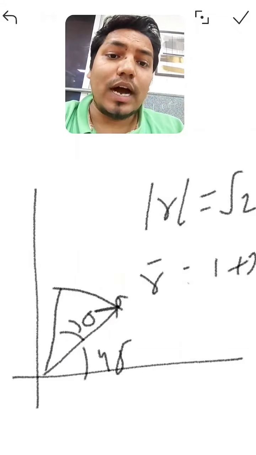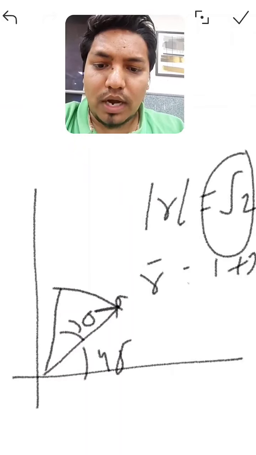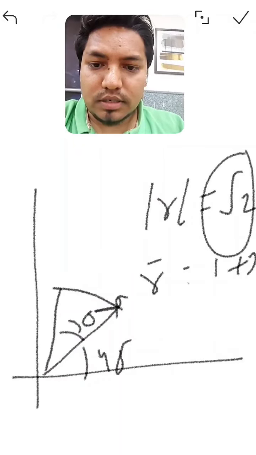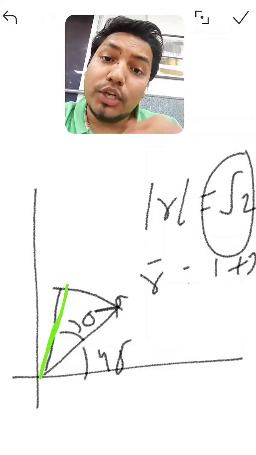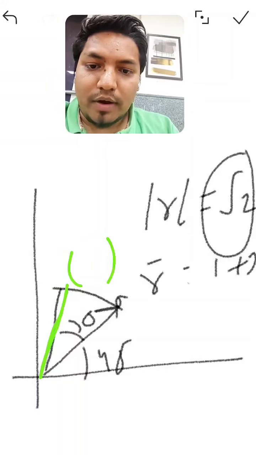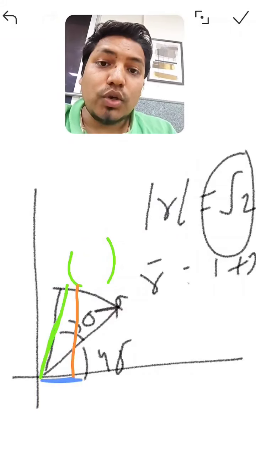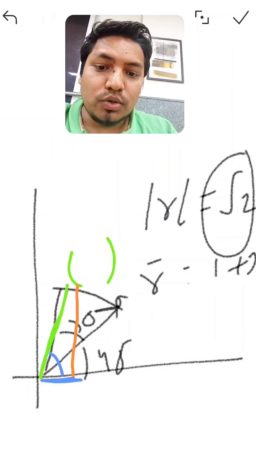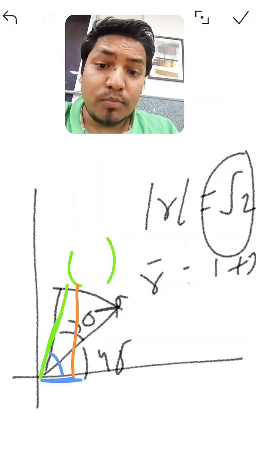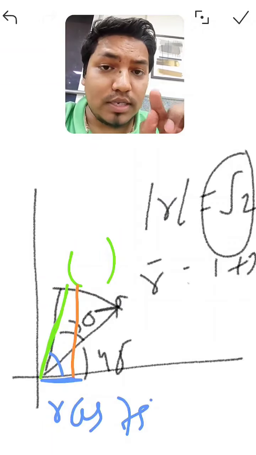But what will not change? The r value, which is root 2, will not change. It means that for this new r, you will have a new coordinate of x and y. How will you find that new coordinate? Very easy. You find the vertical coordinate and the horizontal coordinate. So your total angle is 75 degrees and the r value is root 2. So the horizontal component will be r cos 75 and the vertical will be r sin 75.